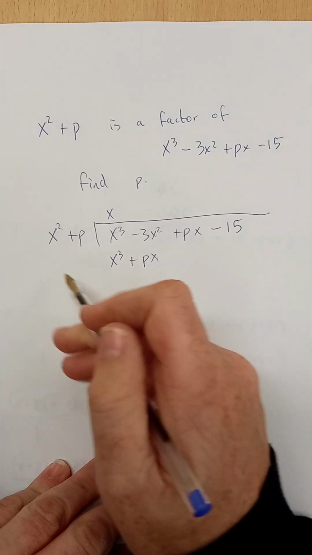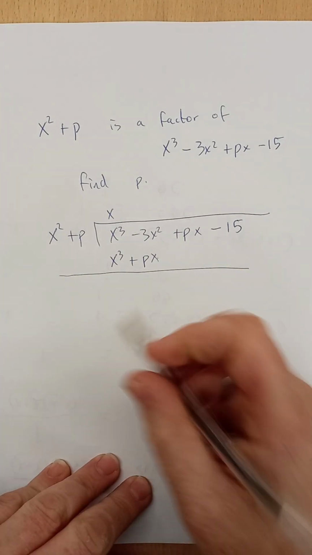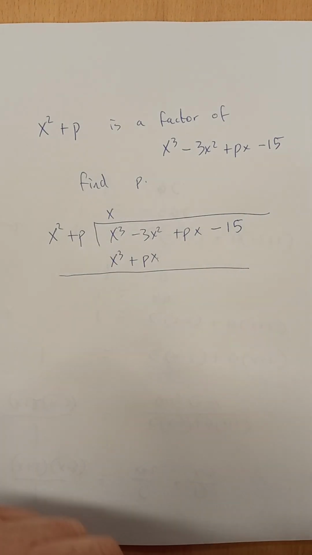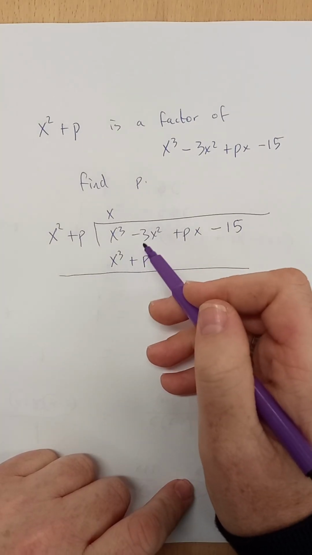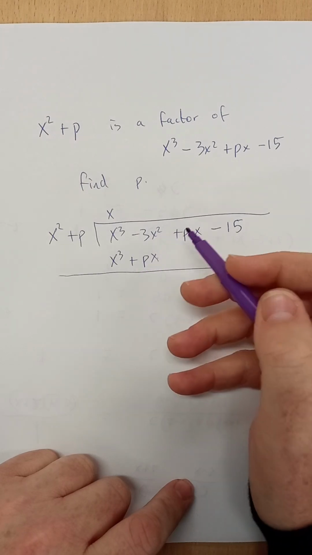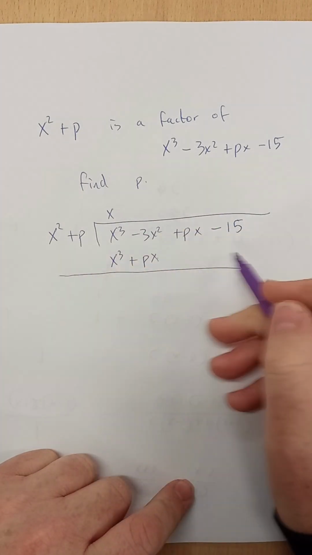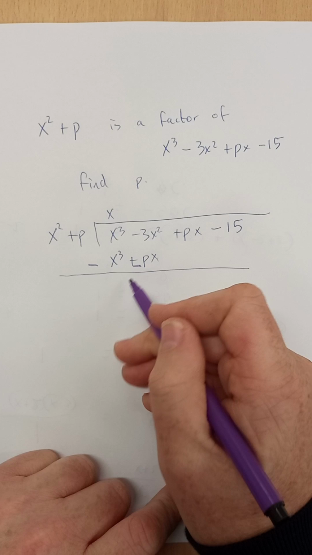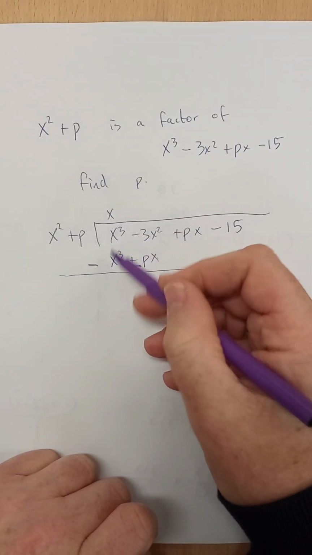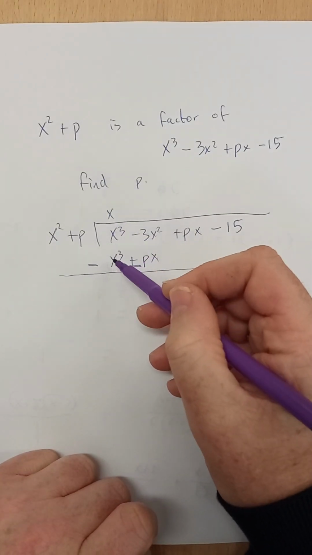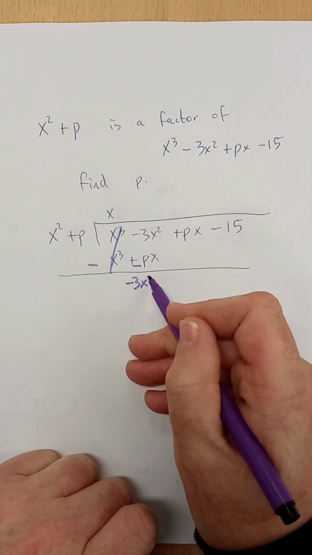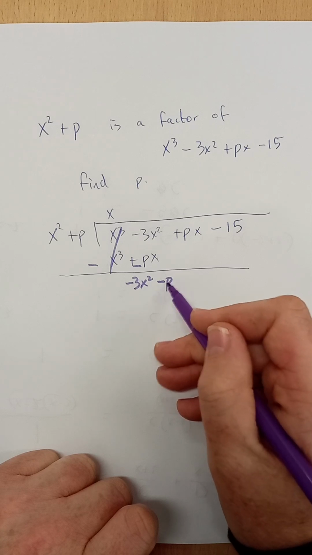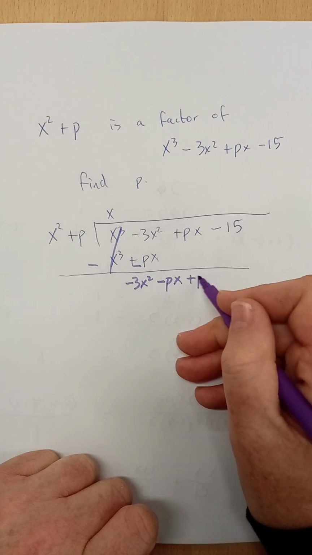Now, as you can see, when you multiply it, something weird happens. It doesn't generate an x squared. So that's something you have to account for. So when I change the signs on this bottom line, x cubed minus x cubed is 0. And we still have the minus 3x squared. We still have the minus px. We still have a plus px.